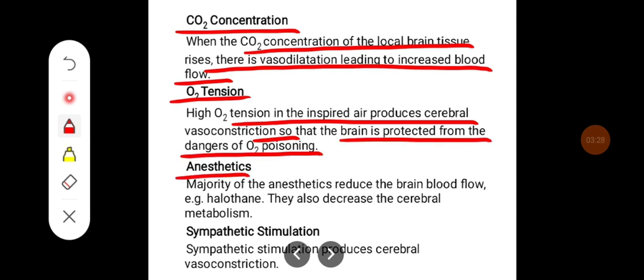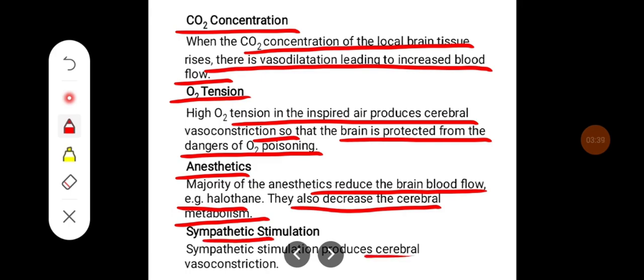Anesthetics. The majority of anesthetics reduce brain blood flow, for example halothane. They also decrease cerebral metabolism. Sympathetic stimulation produces cerebral vasoconstriction.